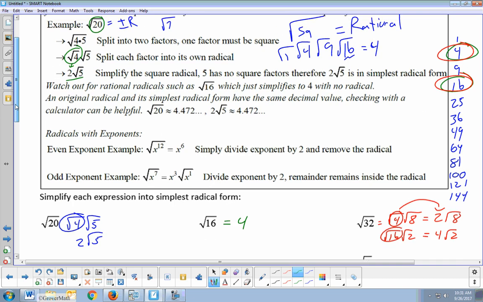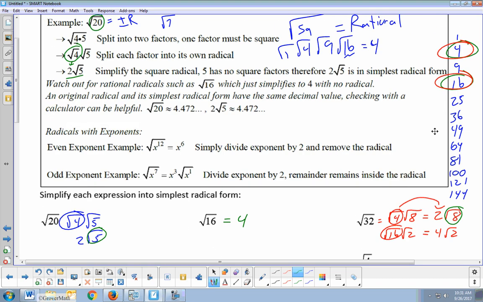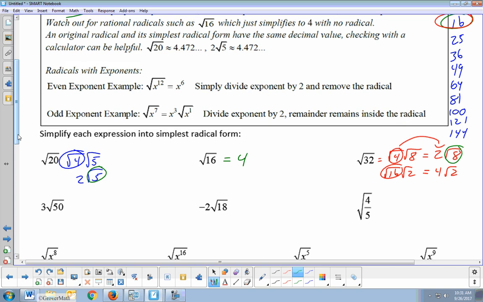The problem is sometimes when you simplify a radical, you've got to take a look at the number that's left over, 8 in this case. Like here I was left over with rad 5. Rad 5 can't be reduced further because it can't be divided by any of these numbers, except for 1, but that doesn't do anything. Here, 8 can be reduced further.